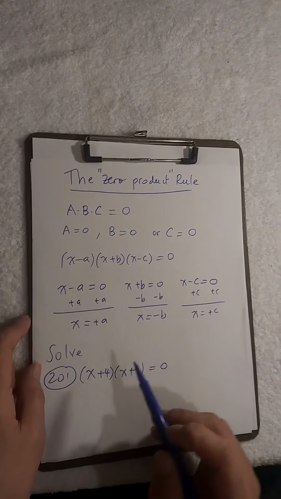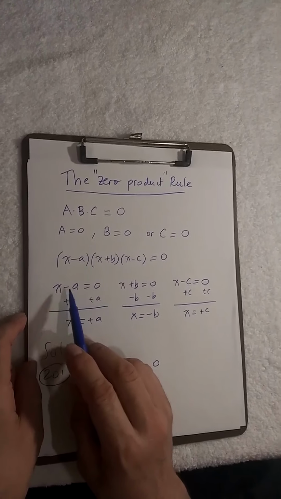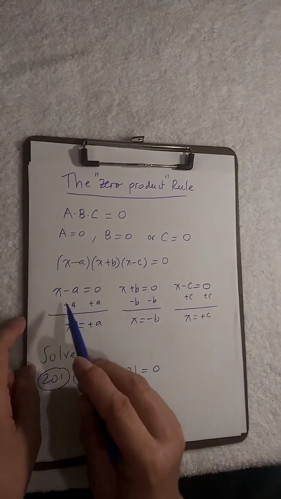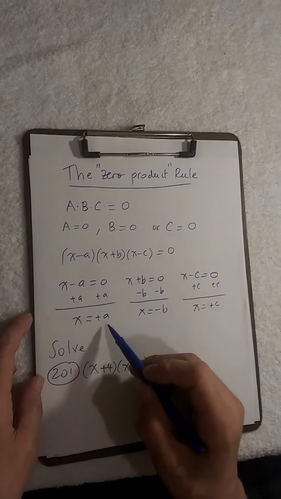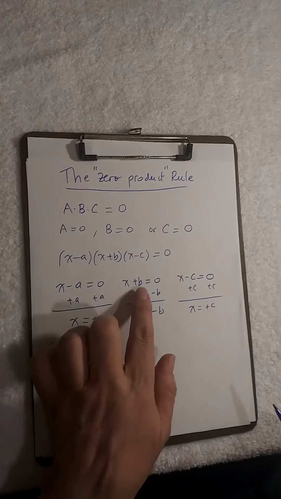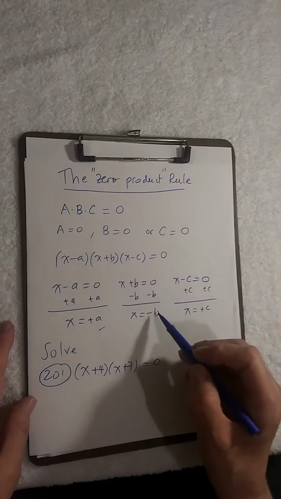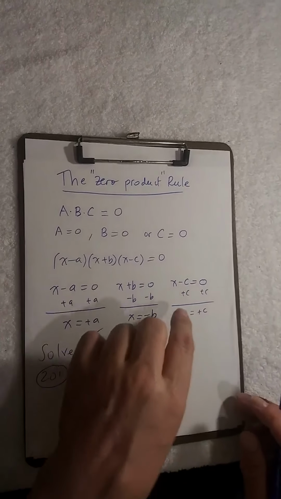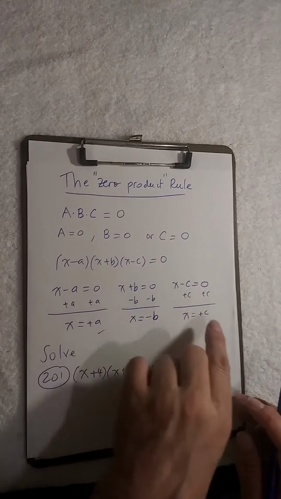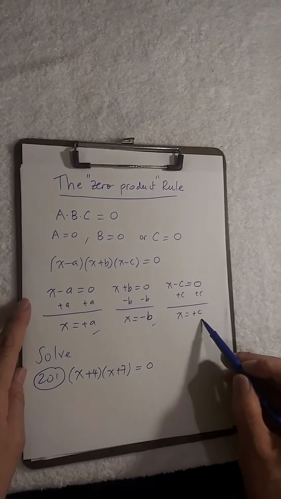Okay, so for the first one, we have minus A. A is being subtracted. Add A to both sides. So plus A, that gives us x equals A. Second one, you have x plus B, so subtract B from both sides. 0 minus B is negative B, so x equals minus B. Third one, add C to both sides. So x equals plus C.